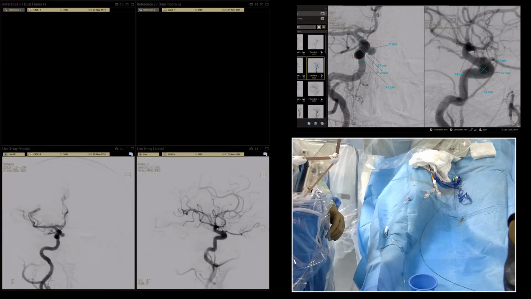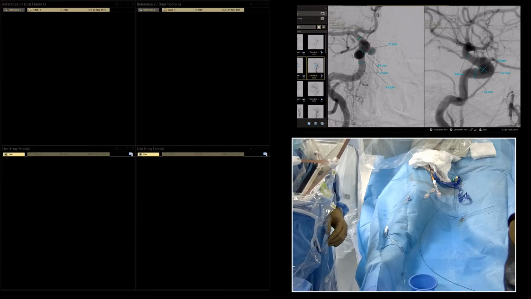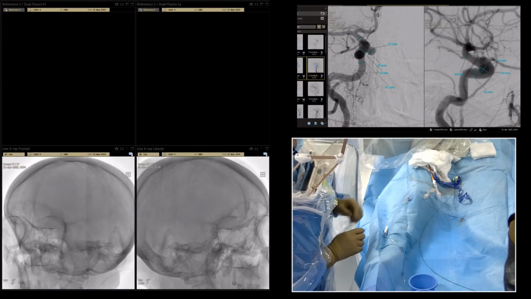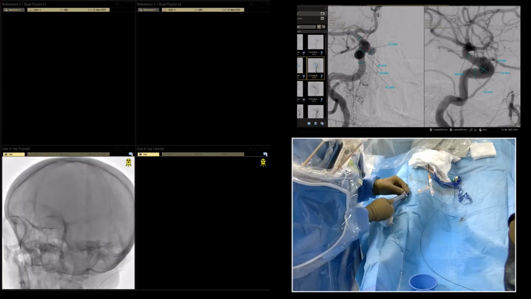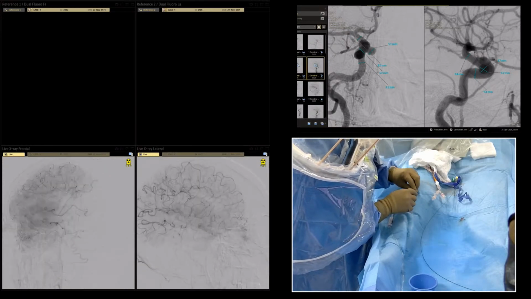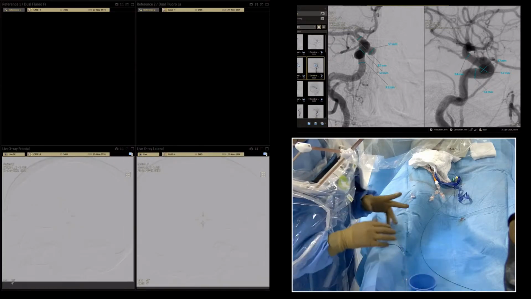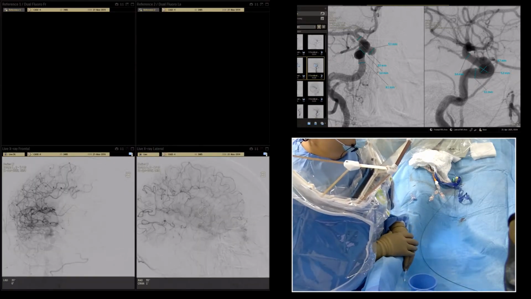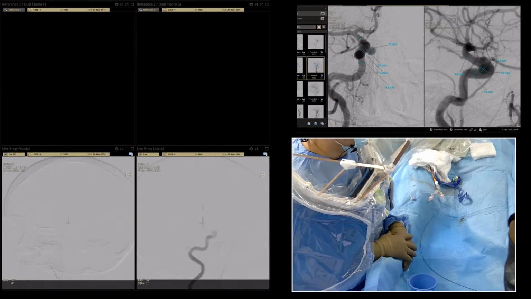Yes, we decided to place a FD because of coils, and the braided stent should be placed. It's better to treat both aneurysms with one shot, if it's possible. Stop. Is it? Yes, it's okay.